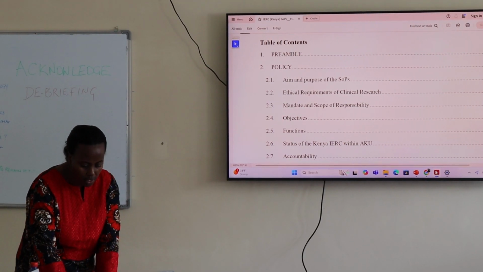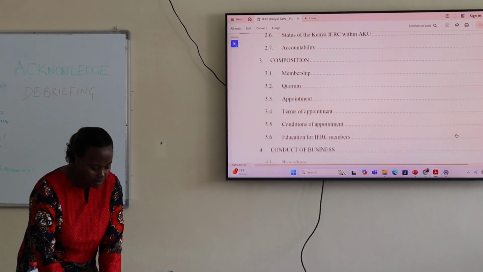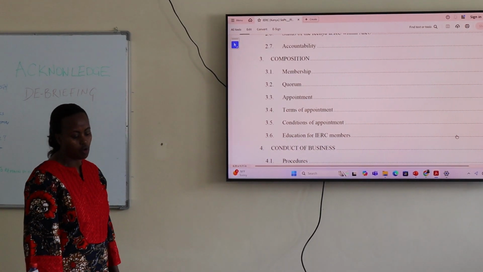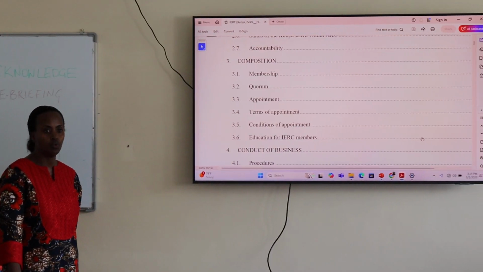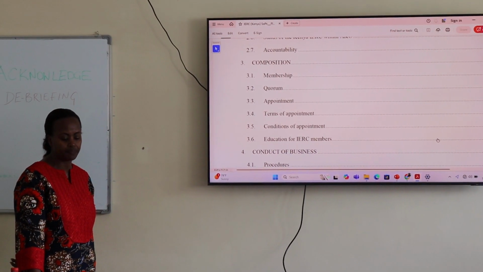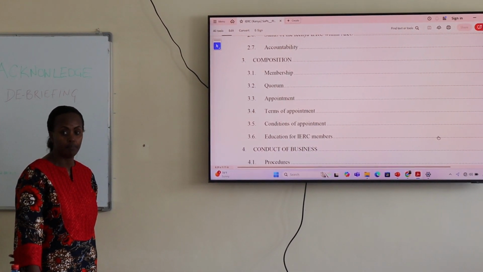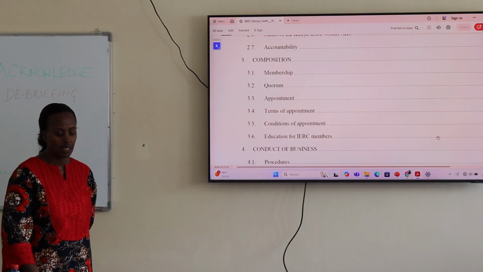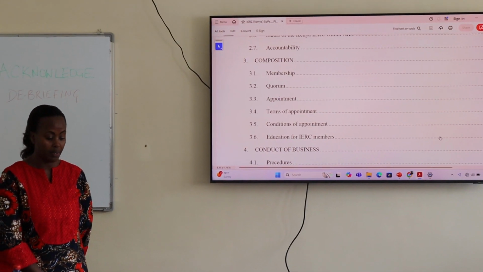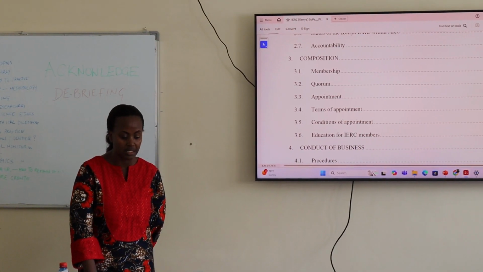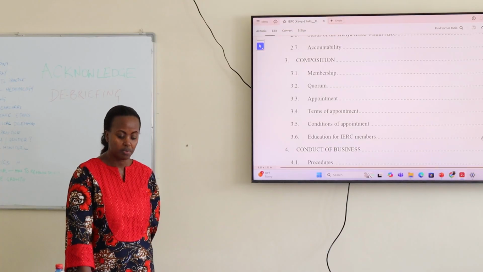They have a section on accountability. Then they have a section on the composition of the membership. So they clearly stated who can be a member in that ethics committee, what is considered a quorum before a meeting happens. For example, the layman or the laywoman, the layperson must be present, things like that, and the minimum number required, if it's 50 plus, that needs to be there.